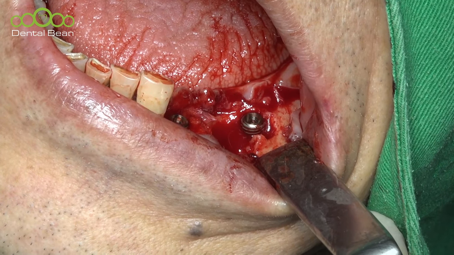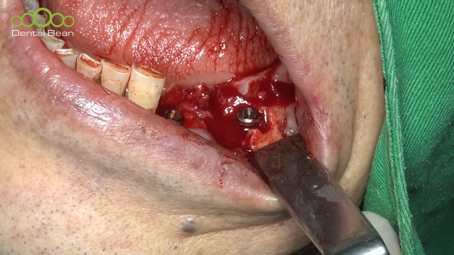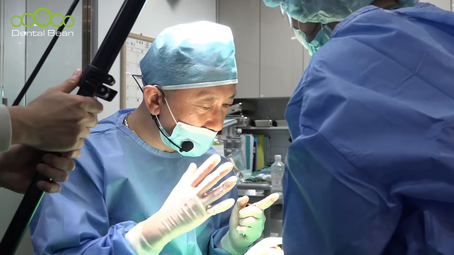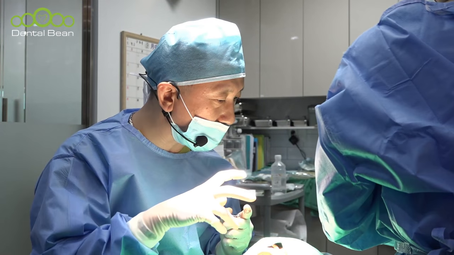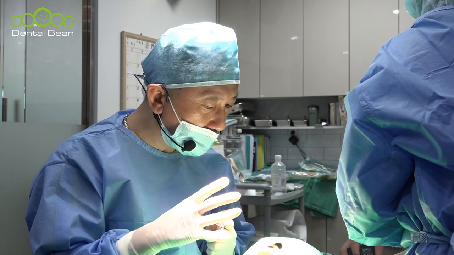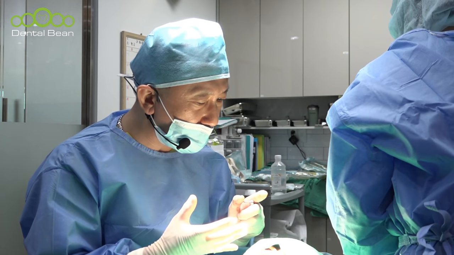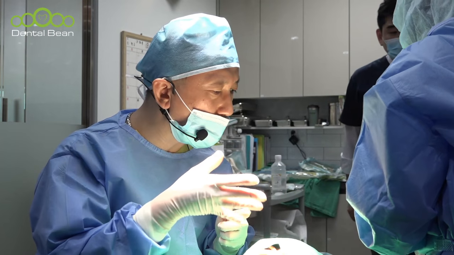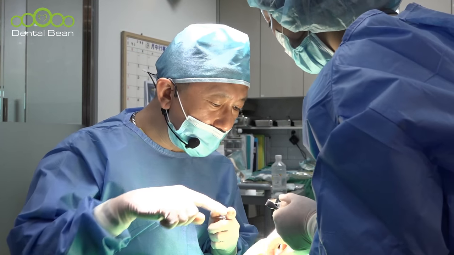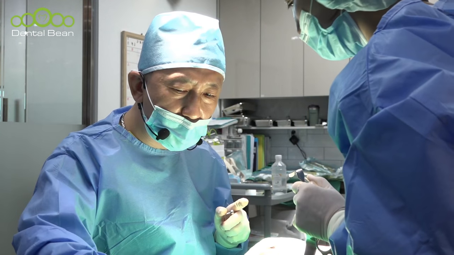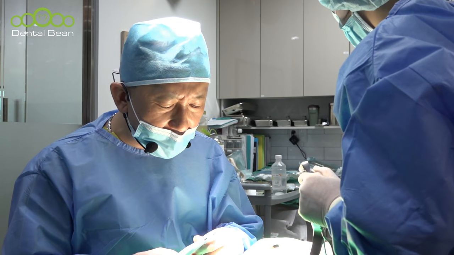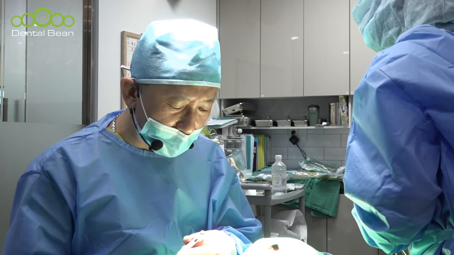So the internal type's main purpose, main philosophy, is without a tapping procedure, just the self-threading power. Maybe 0.5 or 0.6 under-preparation, and then just self-threading preparation. Of course, as you mentioned, in D1 very hard bone, sometimes even though full drilling, initial stability is still very high. At that time, we can try bone tapping. But it's a very rare situation, so additional drilling is okay. Usually nowadays, the internal type of implant has no tap drill. But sometimes in very hard bone, you can try the tapping procedure. Right. That's right. Okay, thank you.